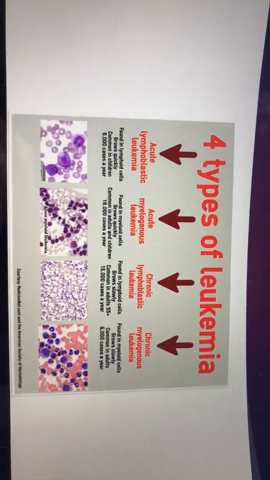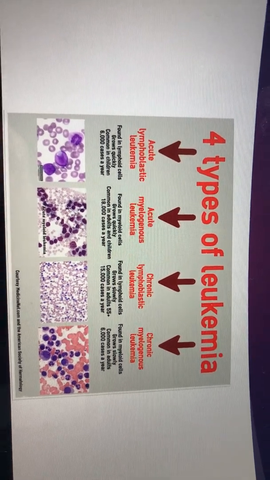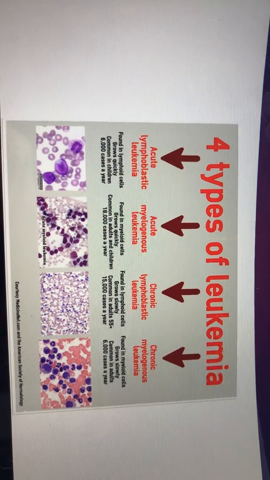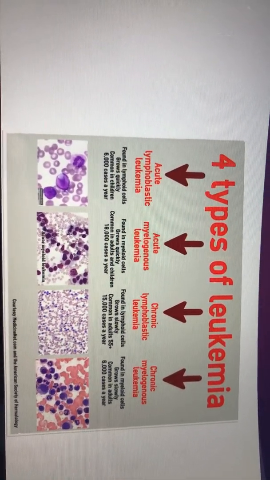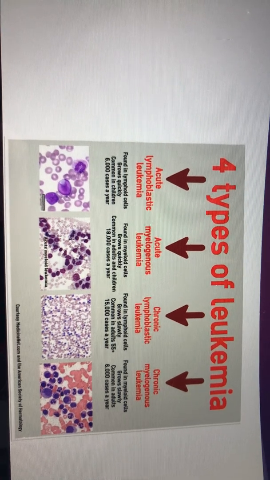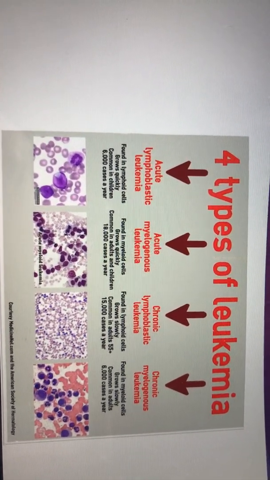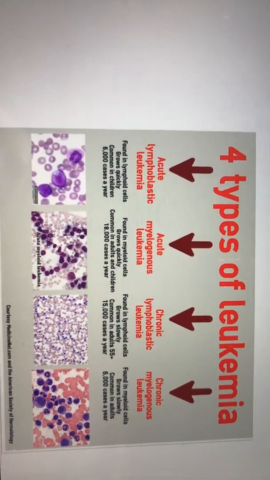Here are some different types of leukemia. Acute lymphoblastic leukemia is found in the lymphoid cells. It grows quickly and is common in children, and there are about 6,000 cases a year. Acute myelogenous leukemia, or acute myeloid leukemia, is found in the myeloid cells. It grows quickly and is common in adults and children, and there are about 18,000 cases a year.